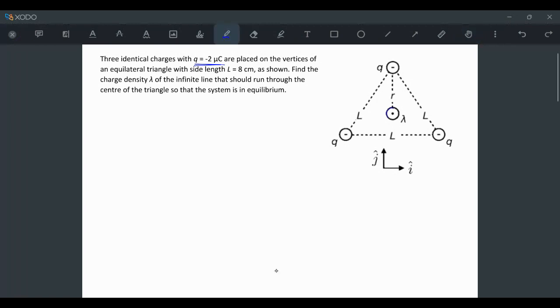So that's this charge right here. It's running perpendicular to the plane of the page, so you could think of it as going both in and out of the page. It's infinite, so it comes infinitely up out of the page, infinitely down into the page.